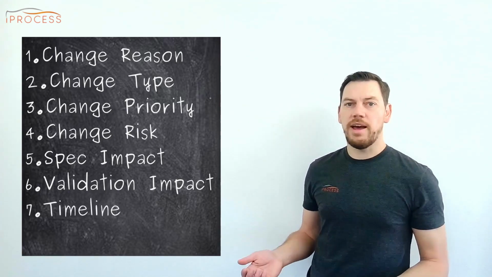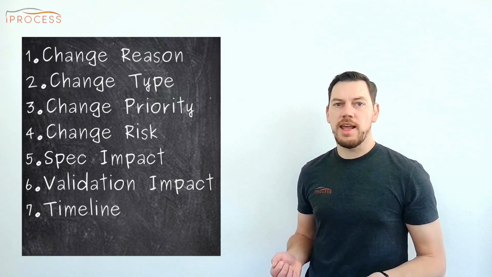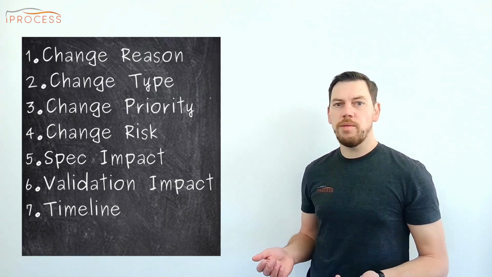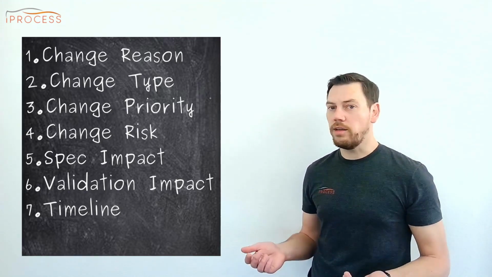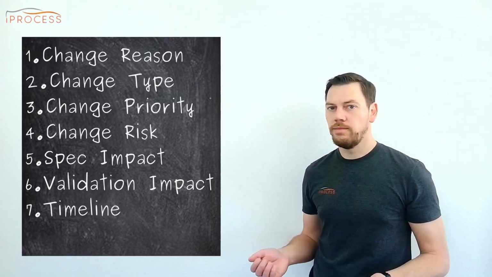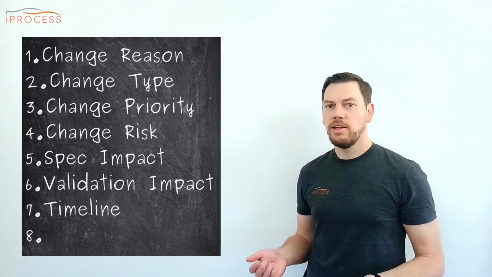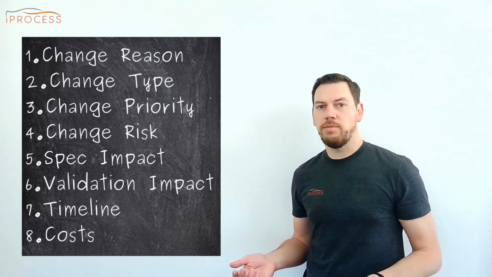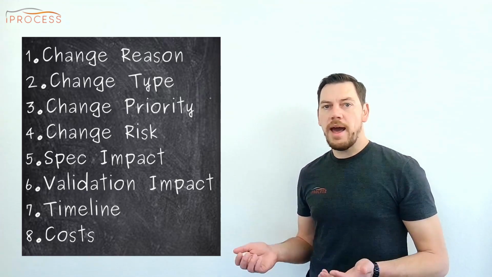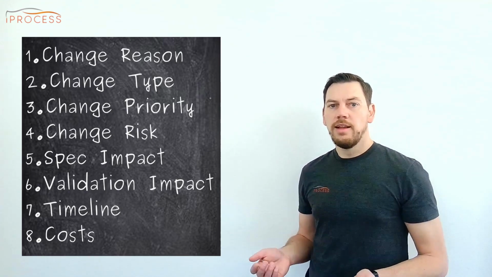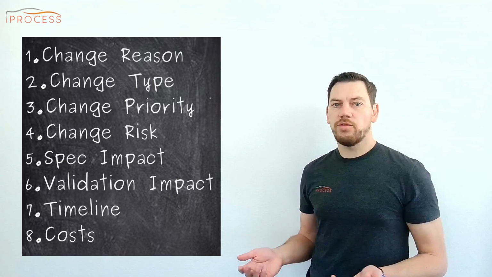Seventh, timeline. How many man hours are needed? How long will it take to implement a change? And, important, to validate it as well. And finally, eighth, cost. How much will this add up to? This could be the man hours from point 7 only, but it could also have added costs, for example, for test setup modifications.